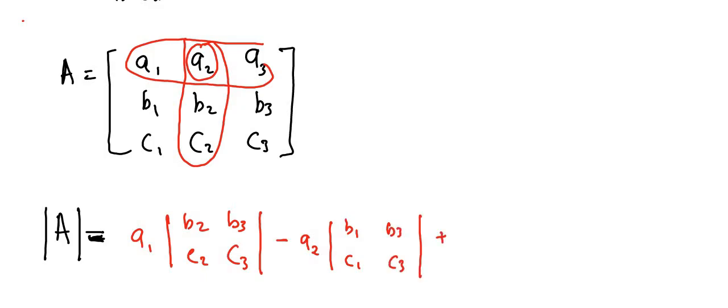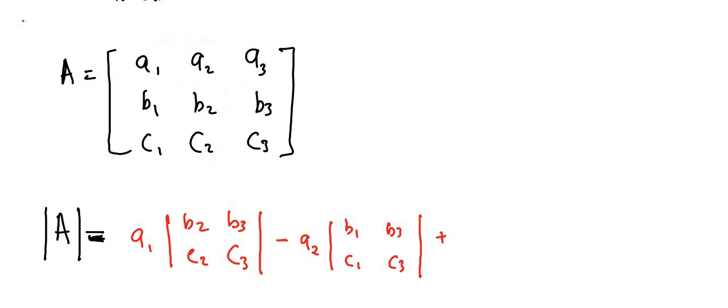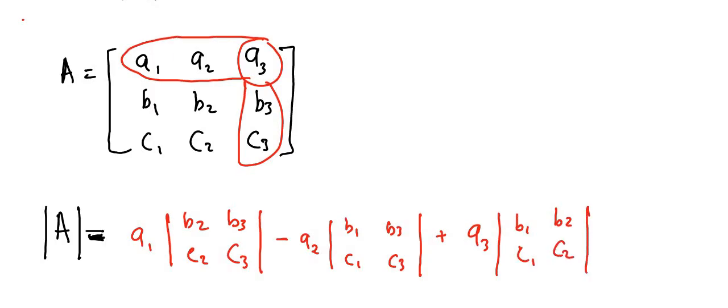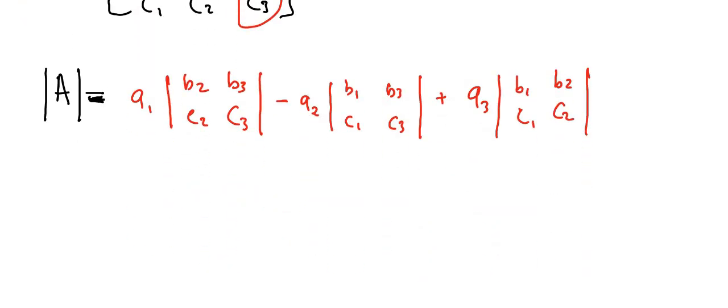Then plus, we go to A3 now. If we hide A3 like that, we're simply going to hide the row that it's in and the column that it's in, meaning we're remaining with this. Then we put these guys here, B1, B2, C1 and C2. So this will help you to get the determinant, because you get the determinant of this matrix, which is now a 2 by 2 matrix. If I give you an example, maybe this will make sense.